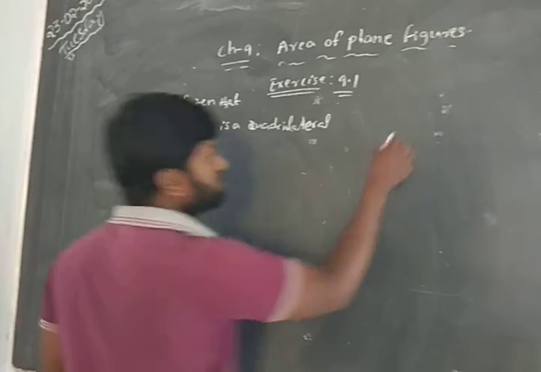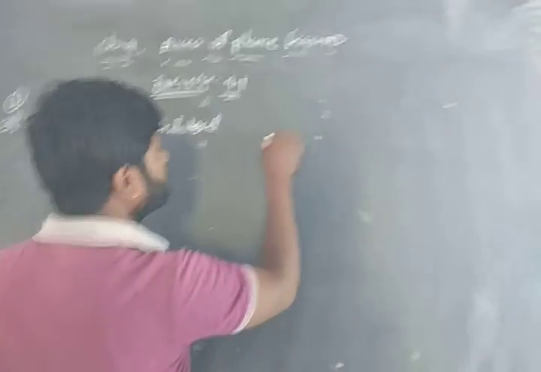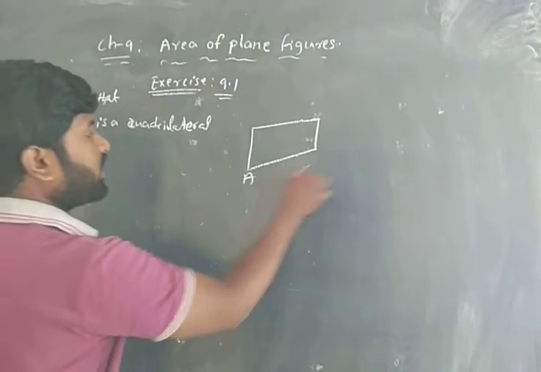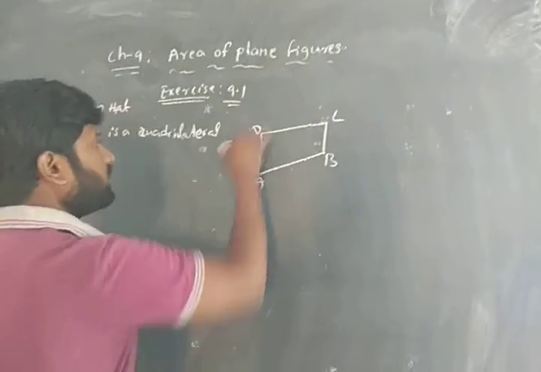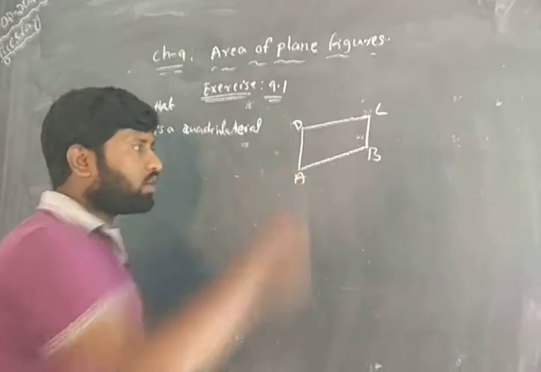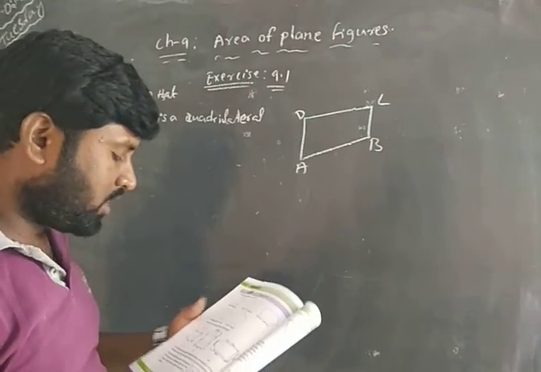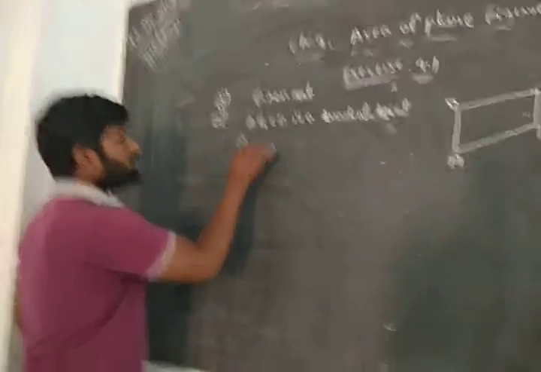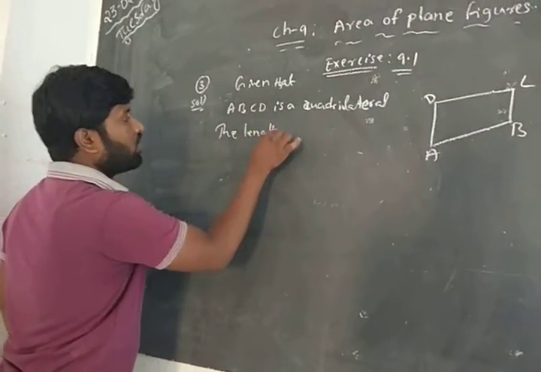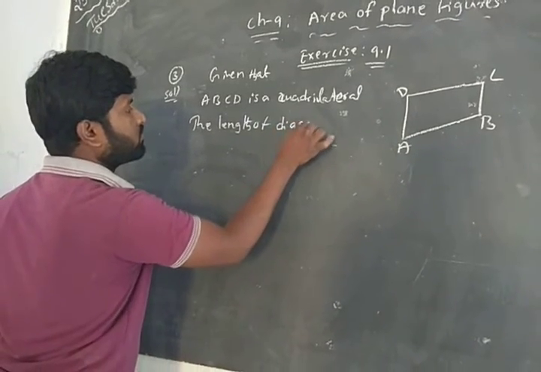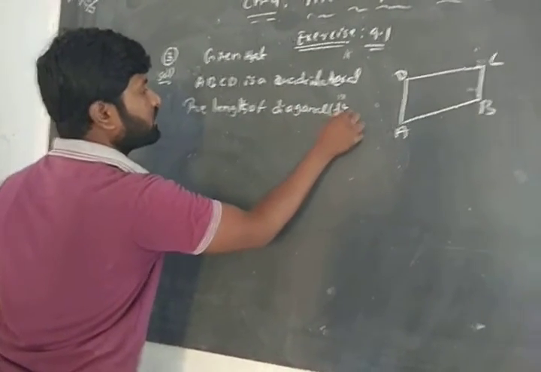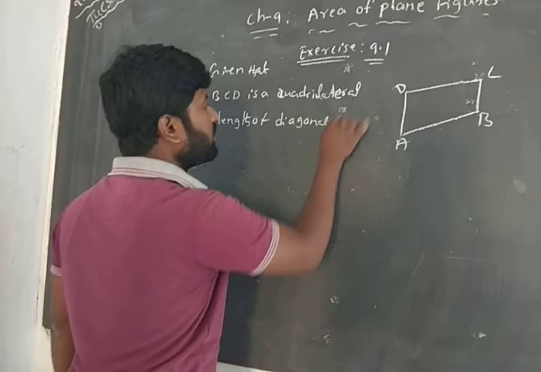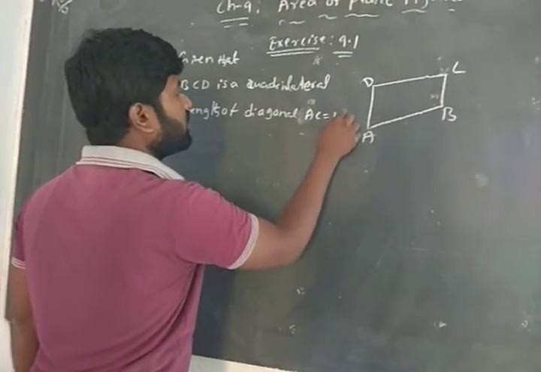Simply, I am drawing it like this. I am naming the points A, B, C, D. This is a quadrilateral. Now the length of diagonal AC is 10 centimeters. The diagonal AC is equal to the given 10 centimeters.